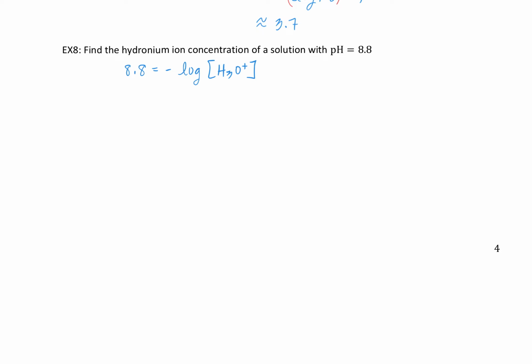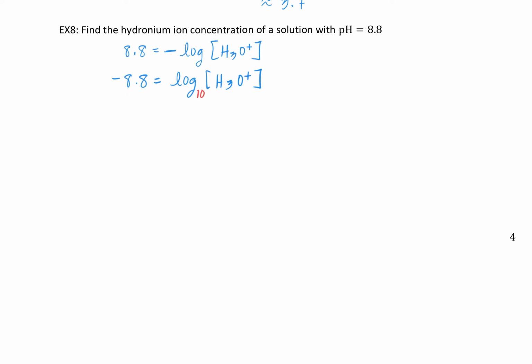So in this case, I would first get rid of the negative in front of the log by multiplying both sides of the equation by the negative to get negative 8.8. And the reason why I want to do that is, remember, we want to get the log by itself. In this case, I would go ahead and change it to exponential form once I have no number in front of the log or no negative. Again, this is base 10. To switch it to its exponential form, it's going to be the base to the exponent negative 8.8, and that's going to be equal to this hydronium ion concentration. So it's the base 10 to the negative 8.8.